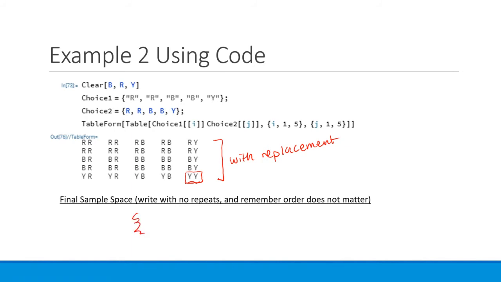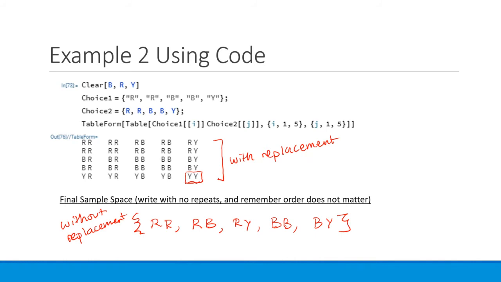So for the sample space here, we're going to do the without replacement. I'm just going to write down we have a red and a red. I'm going to go across: red, blue, red, yellow. I'm just going straight across. And then the next one that's unique is a blue, blue, and let's see, blue, yellow, and then everything else we already have listed. So that's another way to do it.